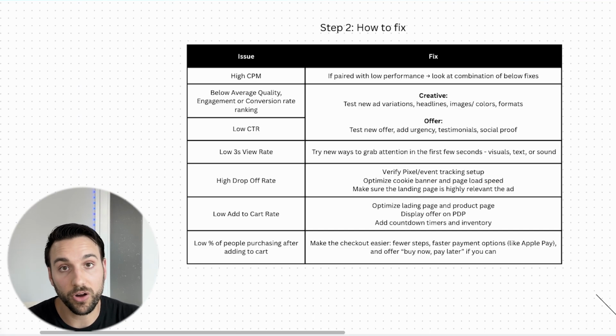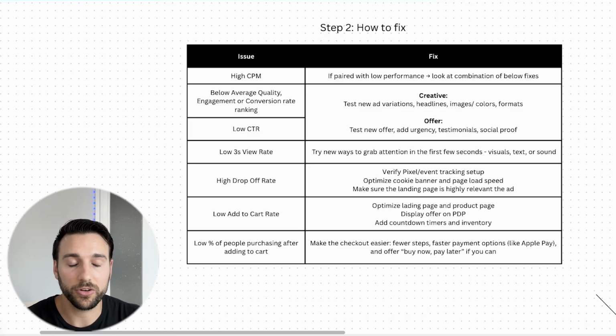If you are set on your offer, then update anything with ad variations, headlines, images, colors, formats. Okay. Now, next step would be just updating the offer. So testing new offers for your ad. You could test a new offer. You can also add urgency, testimonials, or social proof to give more context around that offer.